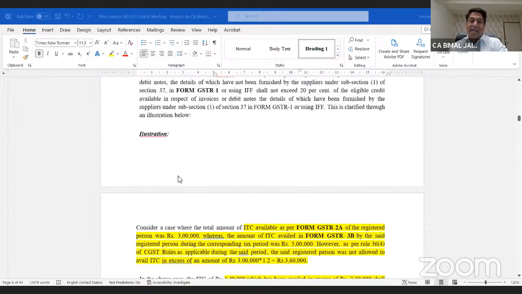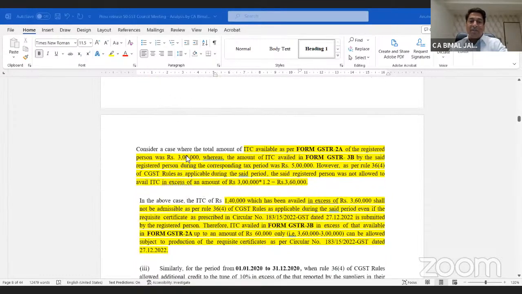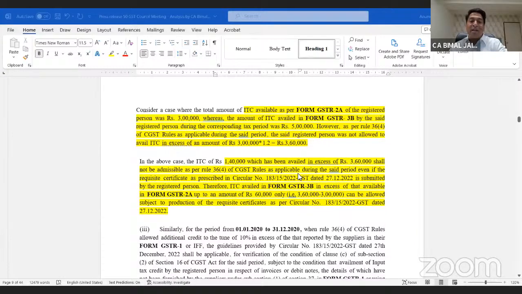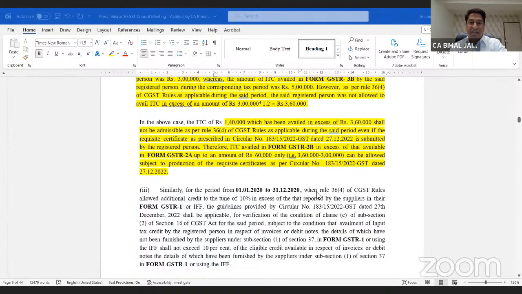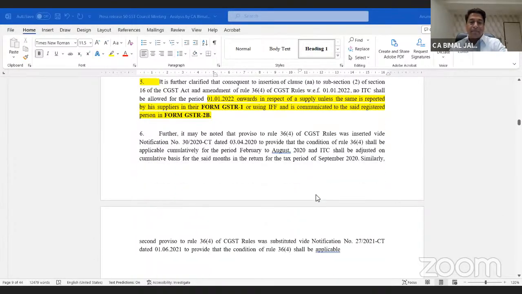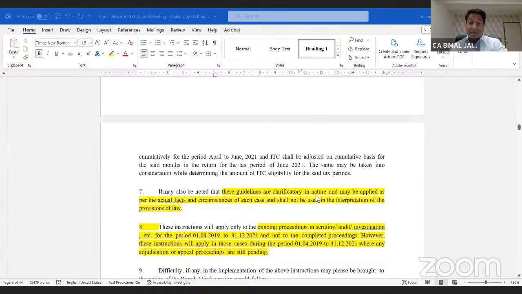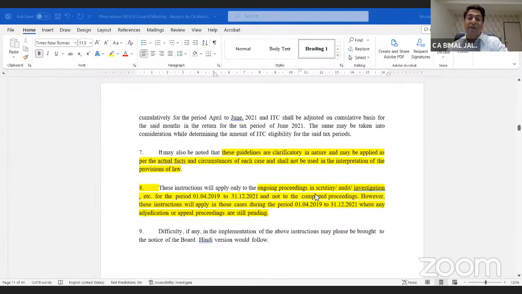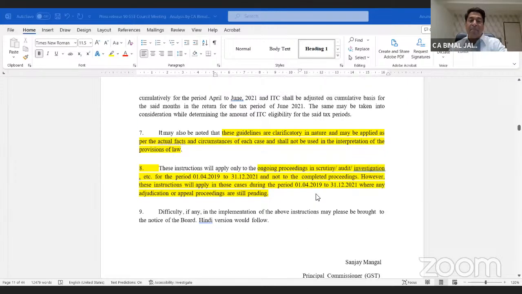This is the illustration which I was referring to, that 3 lakh rupees auto-populated in 2A versus credit availed in 3B, 5 lakh. So how much maximum can you get? I have explained all this in my video. Let me go down further. And these circulars are really helping in terms of understanding and analysis. Let's read these 2 points, para 7 and para 8.